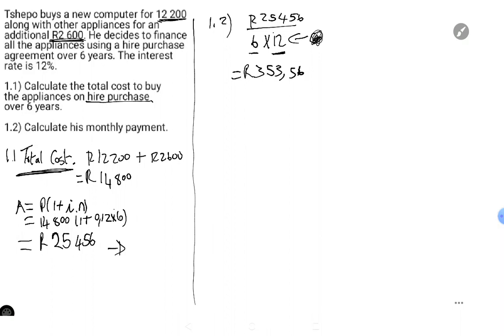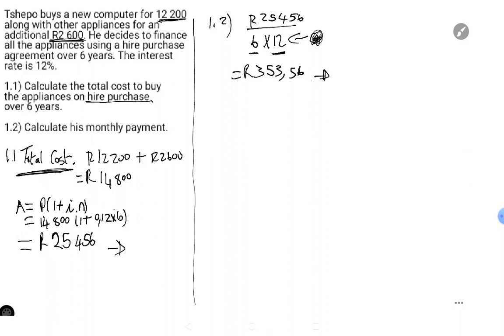Okay, and so 25,456 divided by 6 years times 12 months, meaning you are paying for 12 months, 6 times. Do you see that? Which is 6 years. And so we came up to a total of 353 rand and 56 cents. Sorry about that. And so yeah, that's basically how you do it, and that's basically the answer on how you do something like that.